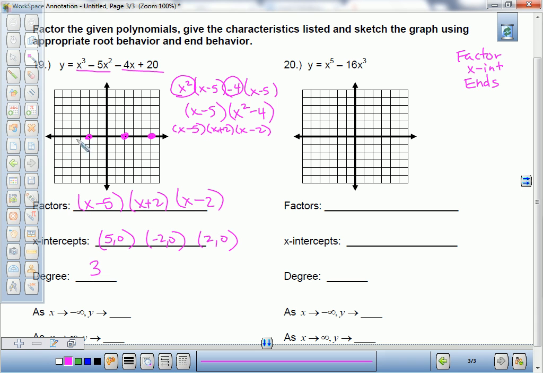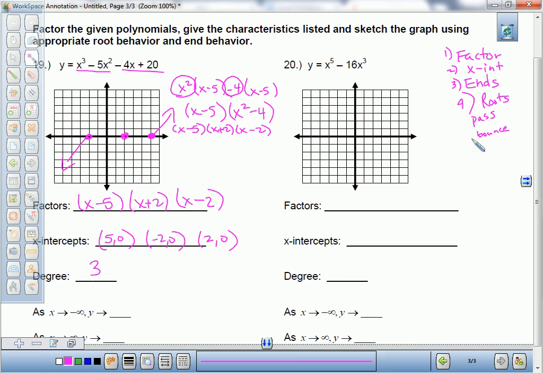So if we look at 19, it's got 4 terms, so we're gonna break it up into 2 and 2. What do these first 2 terms have in common? An x squared. And we take that out, and we're left with x minus 5. And so we want an x minus 5 here, so what do we have to take out? A negative 4. So the x minus 5 is what they have in common, and then we group what's left.